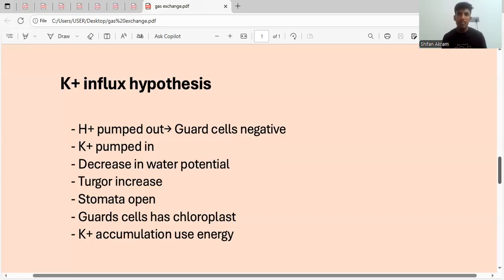The same happens when the stomata wants to close. The potassium ions leave the guard cell. Behind the potassium ions, water also leaves the guard cell because the water potential increases. So when water leaves the guard cells, there is no pressure exerting on the guard cell. There is no turgor pressure, so the guard cells close. This is the mechanism of the K plus influx hypothesis.